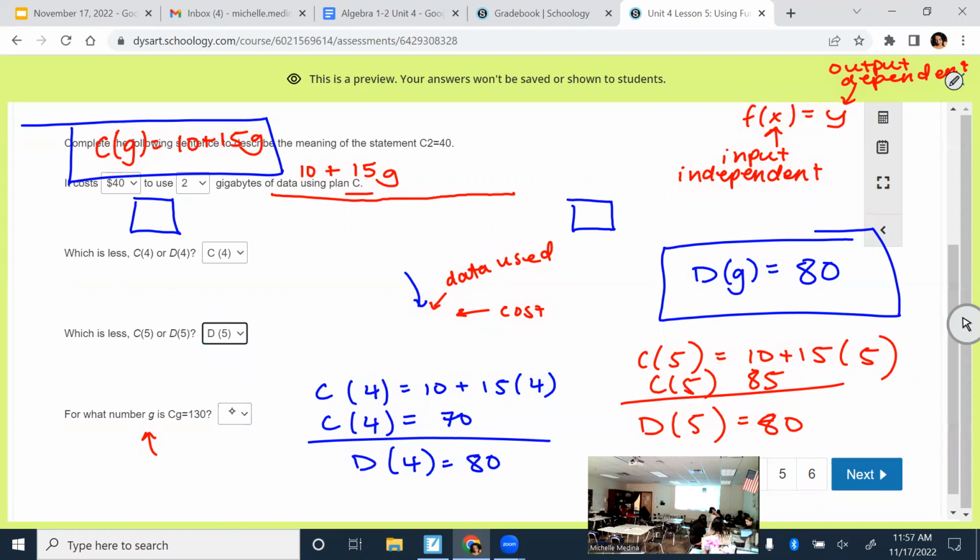For what number G is C of G equals 130? I think they forgot some parentheses there. I'll go back and edit that. It should say C of G equals 130. So in that one, what are they giving you? The output. They're giving us the Y. So I'm solving for the input in that one. So look at company C's rule that we had to make. Since that is what C of G equals, guess what we're going to replace with the 130.